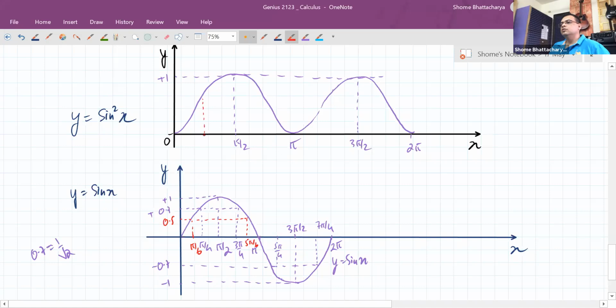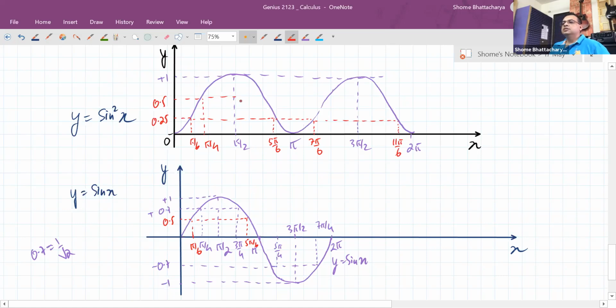So now you can see that at pi by 4, the value is actually 0.5 instead of being 1 by root 2. It's exactly 1 by 2. At pi by 6, the value is exactly 0.25. And then again, that value will repeat at 5 pi by 6. Oh, sorry, yeah, 5 pi by 6. And then again, that will repeat over here at 7 pi by 6. And then again, over here at 2 pi minus pi by 6, so that will be 11 pi by 6.